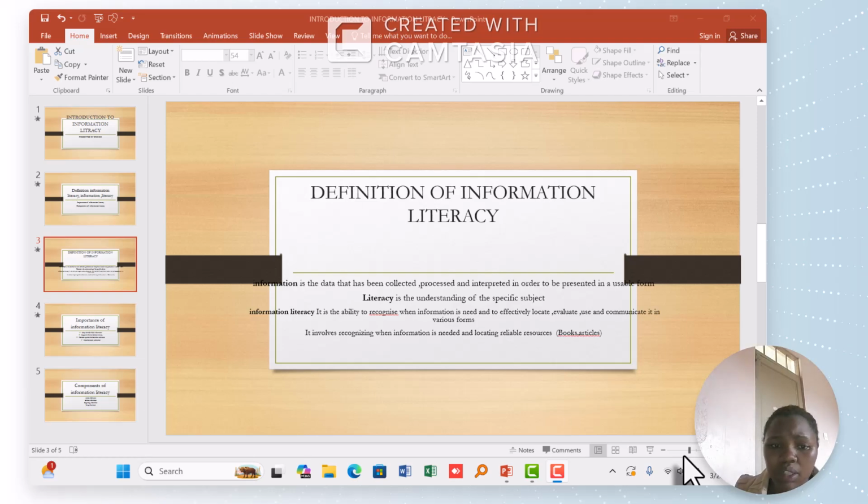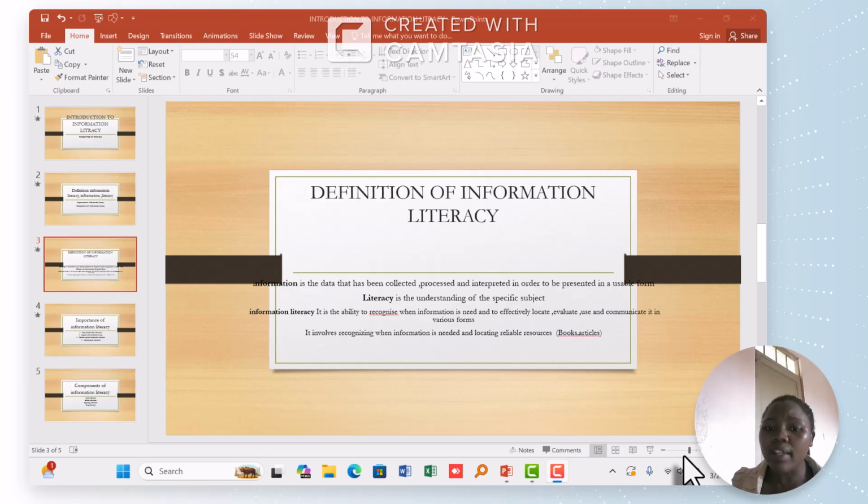Information literacy is the ability to recognize when information is needed and to effectively locate, evaluate, use and communicate it in various forms. Yes, you're in position to communicate to various people, in different places, different localities. So that's information literacy. You first locate the source of the information.